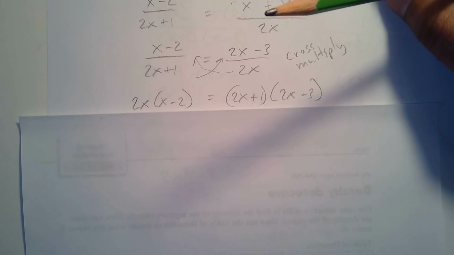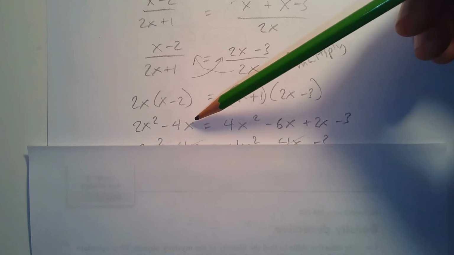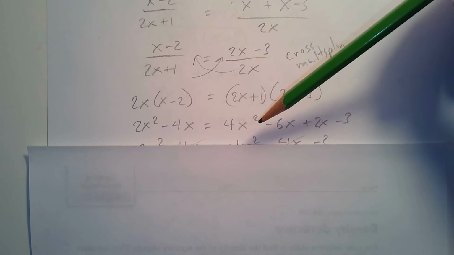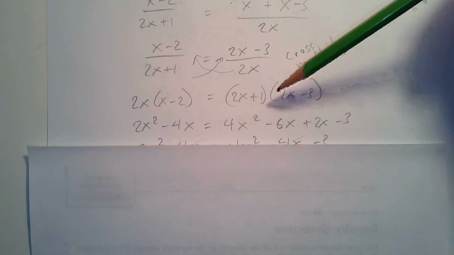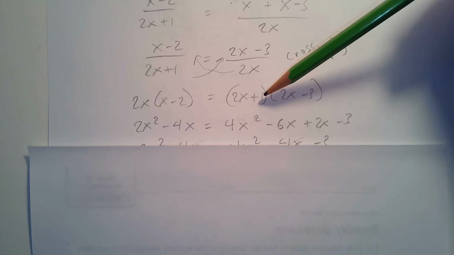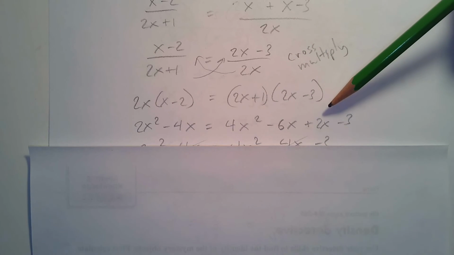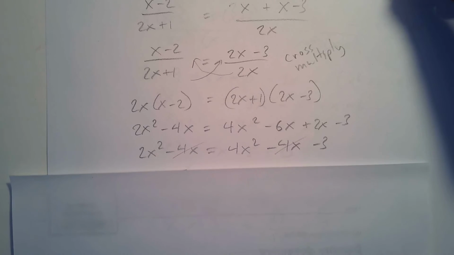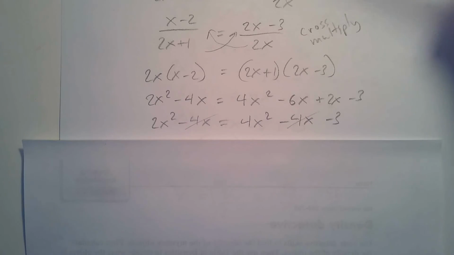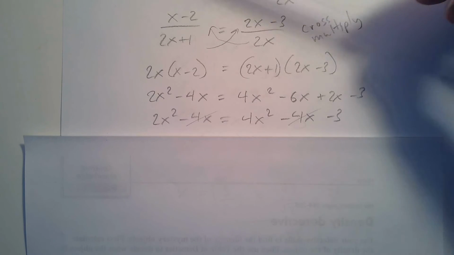Okay, so now you have that, and so now what you want to do is multiply that all out. So here you're going to get 2x squared minus 4x. And then this one here you're going to get, so 2x times 2x is 4x squared, 2x times minus 3 is negative 6x, 1 times 2x is 2x, and then 1 times negative 3 is negative 3. Okay, and then over here we've got a negative 4x on both sides, so you can cancel those out.